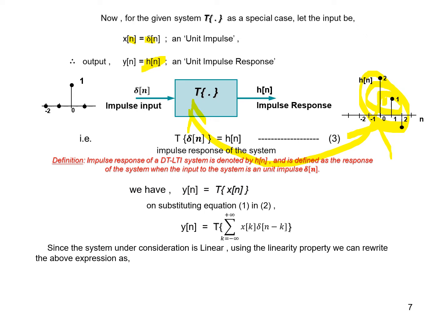See, if I give delta n as an input to the system, I'm going to get h of n. h of n is called the impulse response of the system. Delta n is the input, h of n is output. When delta n is the input, then h of n is output, which is called impulse response.